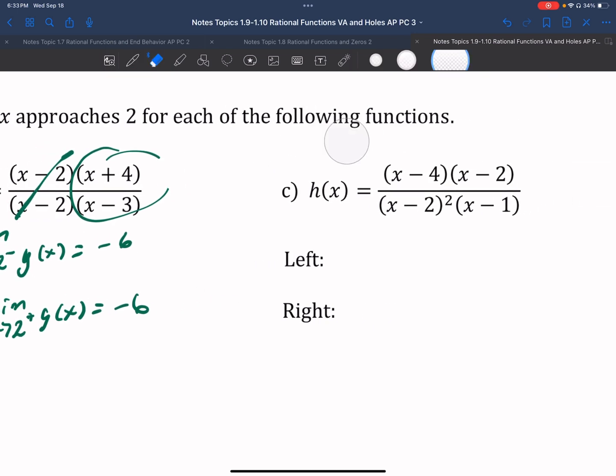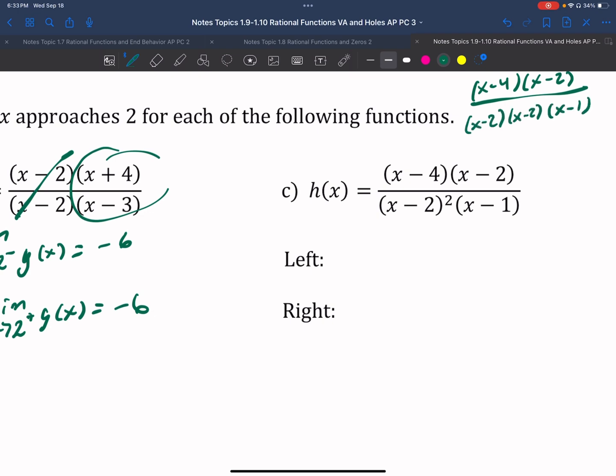Okay, next example for c. I'm going to erase this real quickly. So I'm going to rewrite it and expand it to make it a little bit easier. So I have x minus 4 times x minus 2 over x minus 2 times x minus 2 times x minus 1. Again, I only care about what's going on at 2. Do I have a vertical asymptote or do I have a hole? I noticed that x minus 2 did get canceled out, but I'm still left with one of them in the denominator, meaning I have a vertical asymptote at x equals 2.